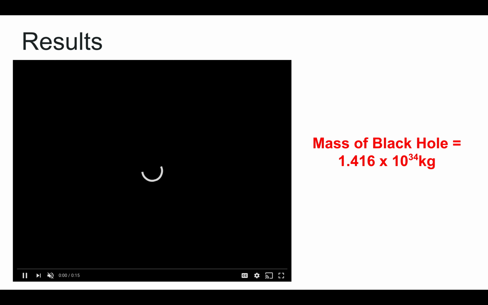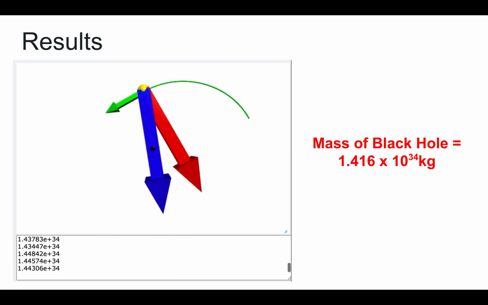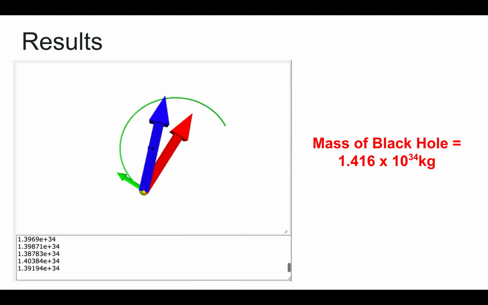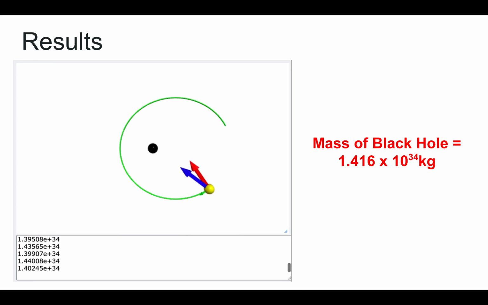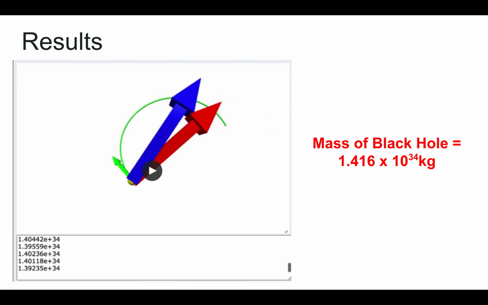And as you can see, the mass of my black hole came out to be 1.42 times 10 to the 34 kilograms. And from my computational model, you can see that as the star moves around the black hole, the perpendicular force points towards the center of its circular path, no matter the position of the star, and the parallel force points in the direction of motion. And both forces get larger as it gets closer to the black hole and smaller as it moves further away from the center of mass.